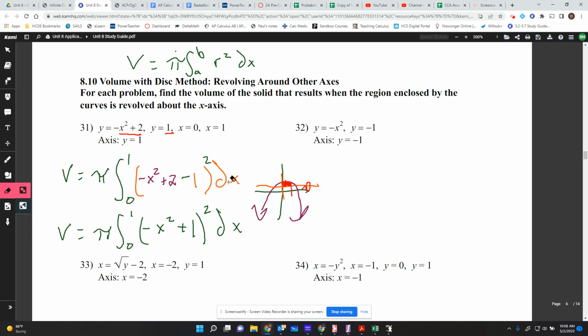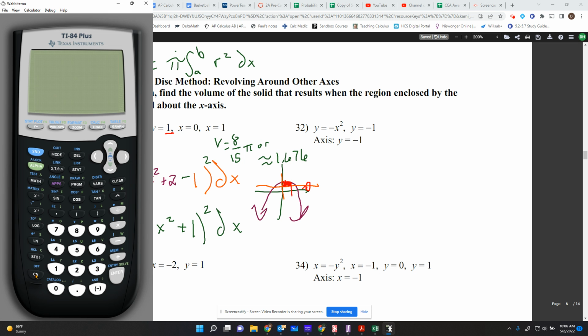And now, I'm going out of order here, but the volume would be 8 over 15 pi, or about 1.676. And we can do that on the calculator. I'm just going to do one on the calculator because really once you get the setup, that's all you need. None of these have trig in it, so it doesn't matter what mode you're in. You're going to go alpha window. We're going to integrate.